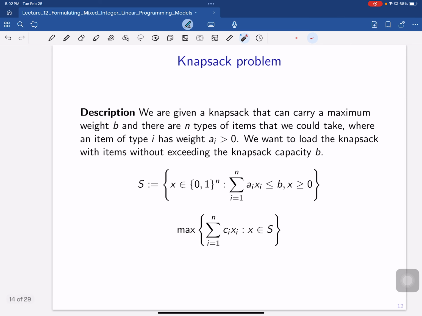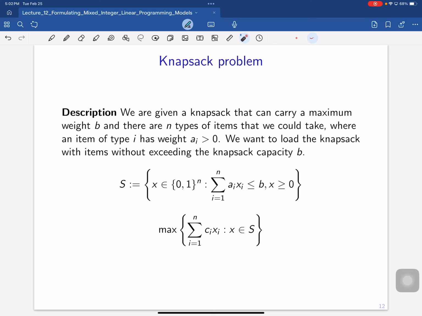Now let's consider a particular example, show you two formulations, and then compare the two formulations. The knapsack problem is one of the simplest problems we've studied. Recall the problem is saying you have, let's say, a backpack with maximum weight B. And there are n types of items you could take, where each item has a weight a_i greater than 0. Then you want to load the knapsack while not exceeding the knapsack capacity B.